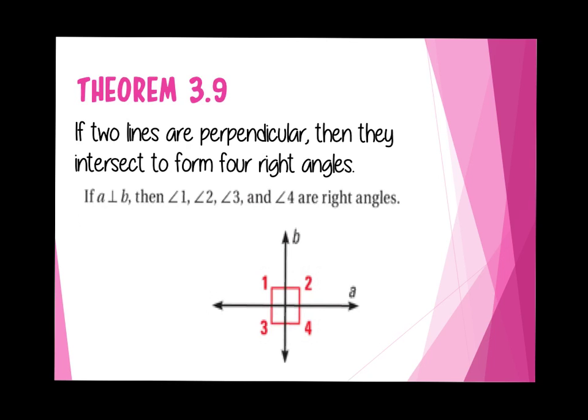So if I gave you a diagram like the one that's there, what you can say is angle 1 equals angle 2, or angle 2 equals angle 3, or angle 3 equals angle 4. And the reason is this. If two lines are perpendicular, then they form 4 congruent right angles.